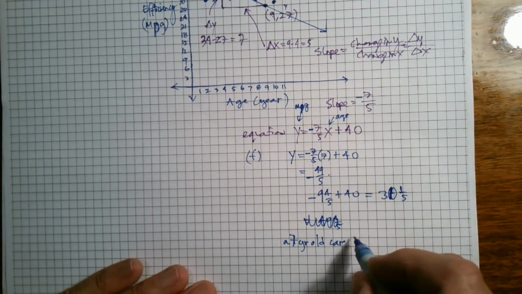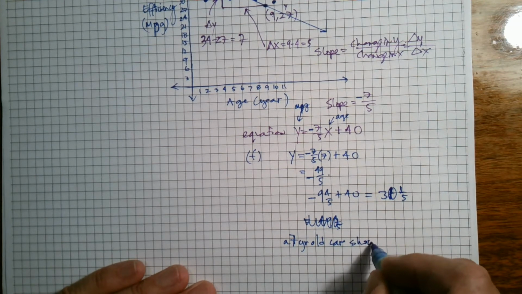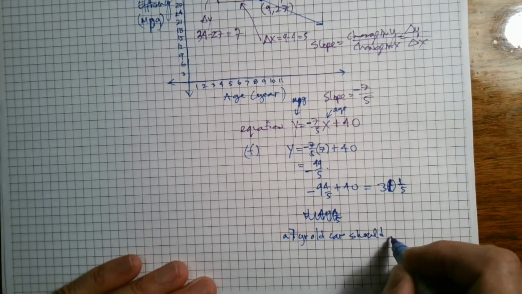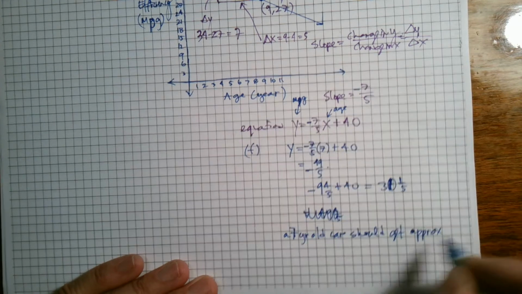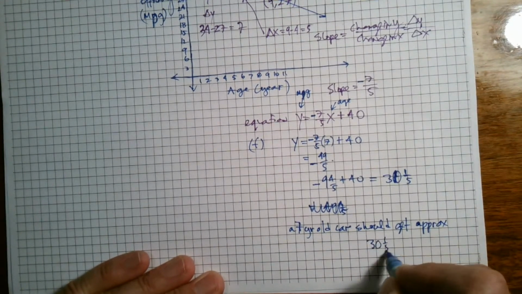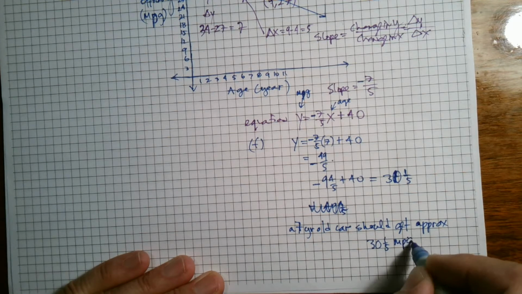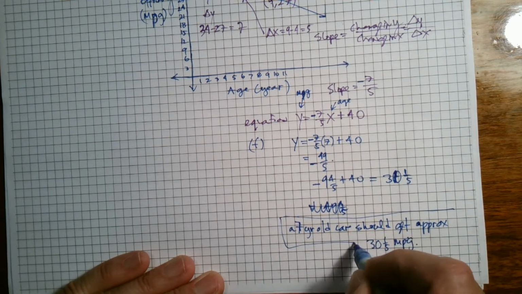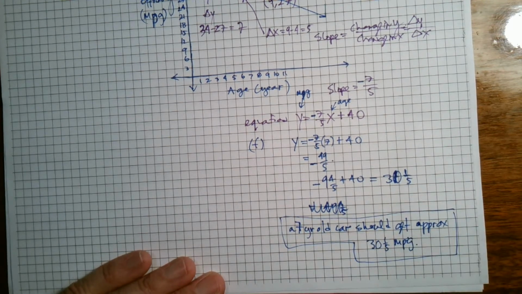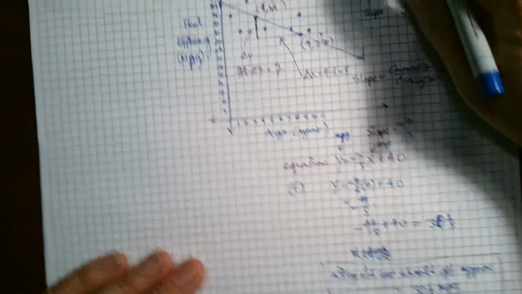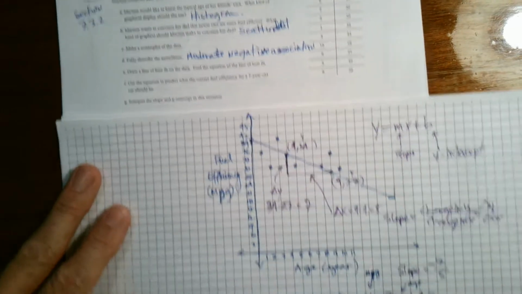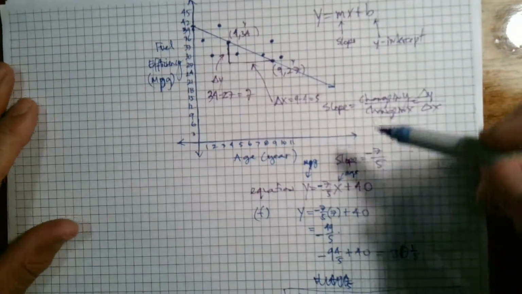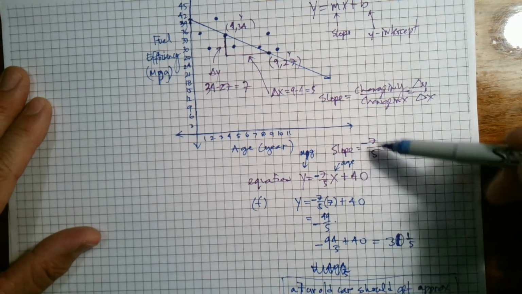So a 7-year-old car should get, you could say, approximately 30 and 1/5 miles per gallon based on the math we did using our equation. All right, do I have one more I think I need to look at? One more question. It says interpret the slope and y-intercept in the situation. So my slope and y-intercept. What is my slope? My slope represents what?